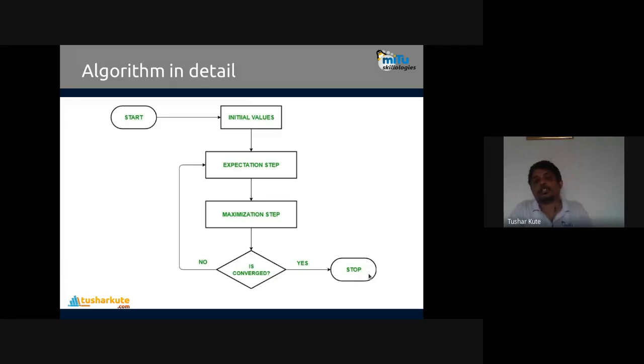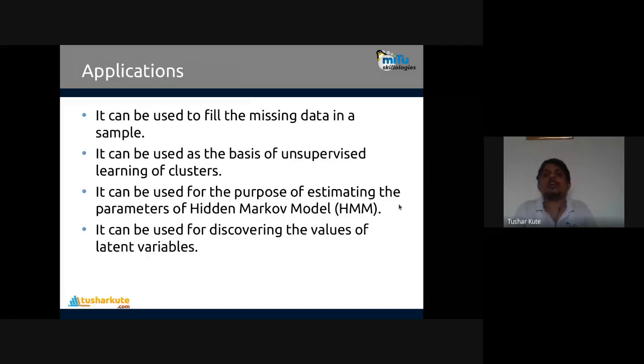Convergence means final expectations are over, the model is perfectly created, or the data values available with us are no longer present. The data set is over. So whatever learning I want to do is completed. It means that now maximization is fully completed. The algorithm will stop. This is what the EM algorithm is, to identify the hidden variables. As for applications, it can be used to fill missing data in a sample.